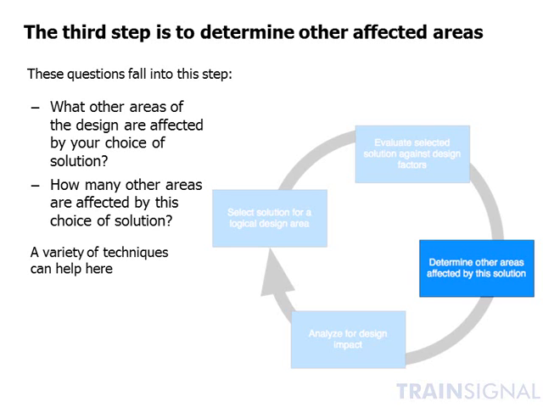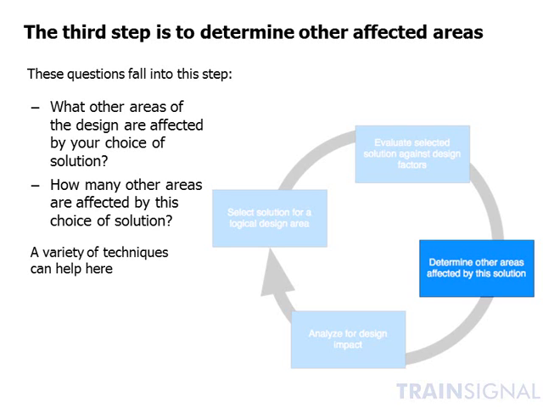The reason we want to look at not only what areas are affected, but also how many areas are affected is that will give you an idea of the scope of the impact for this particular technology choice. And if the scope is too great, then you might need to go back through this process and look at a different technology or product or solution in this place.